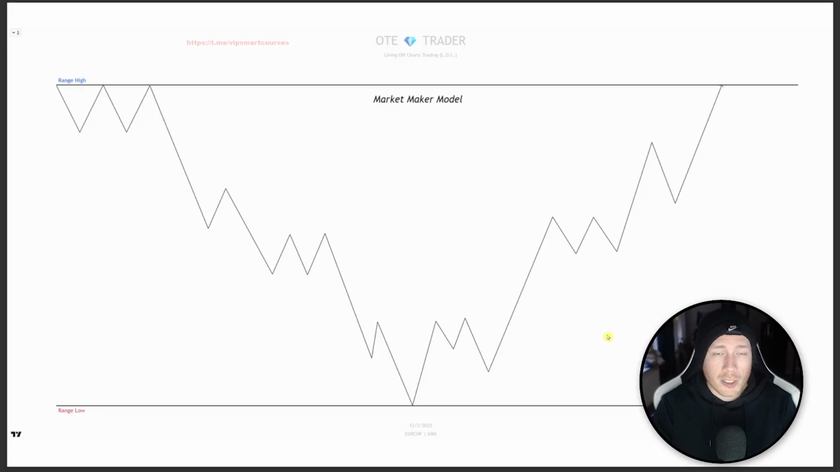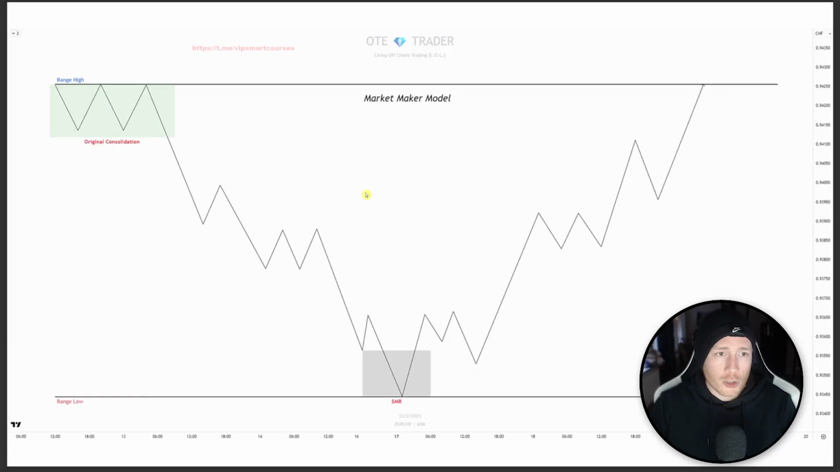But for now, we're just going to keep it simple. It always starts off with an original consolidation, right? It starts off with this. This is also the draw on liquidity when you are on buy side of the curve. And it has to have a smart money reversal. In between, there will be distribution and reaccumulation phases, but the most important part is that it has an original consolidation and a smart money reversal.